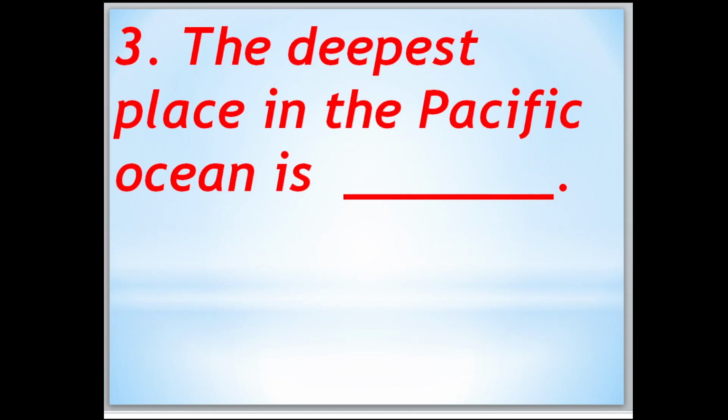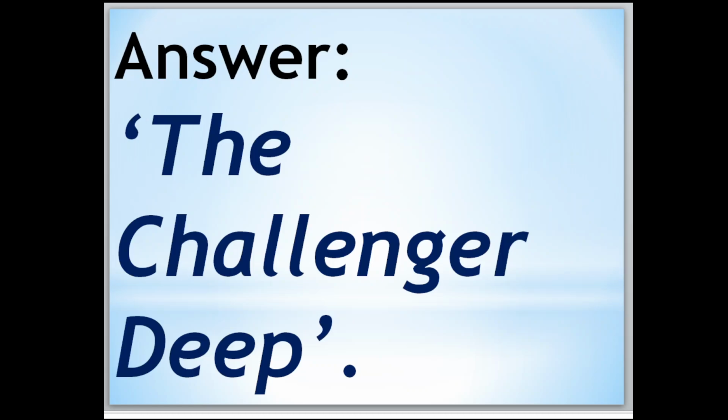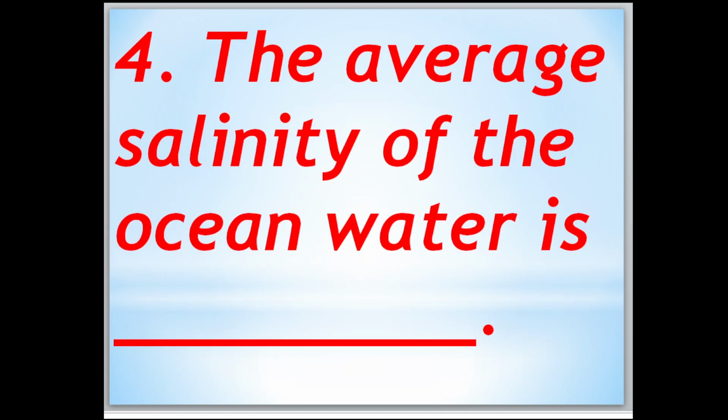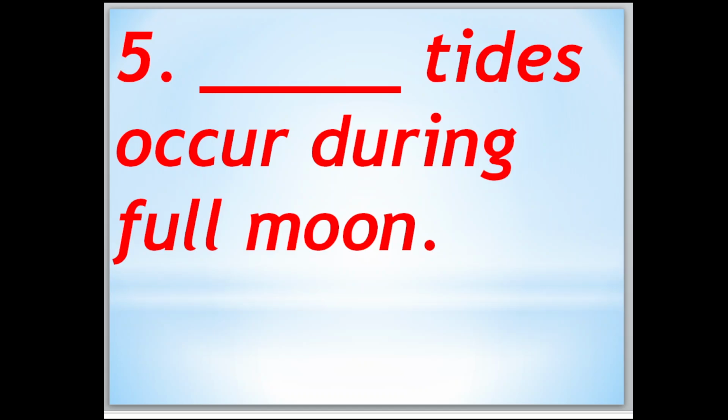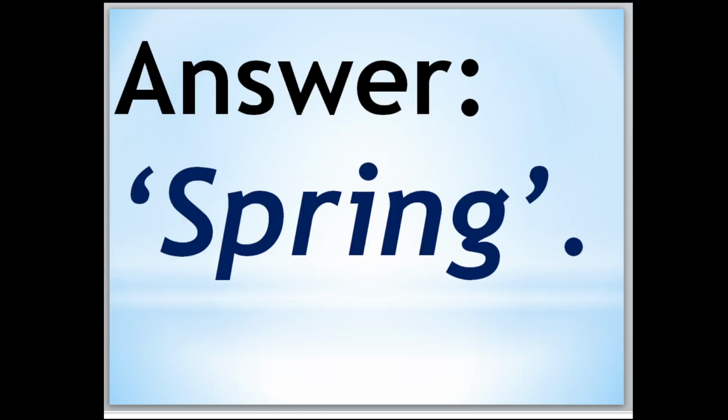The deepest place in the Pacific Ocean is the Challenger Deep. Now move to the fourth one. The average salinity of the ocean water is dash. 35 ppt. Then the fifth one. The dash tides occur during full moon. So the answer is spring. When the full moon is there, at that time the spring tides will occur.